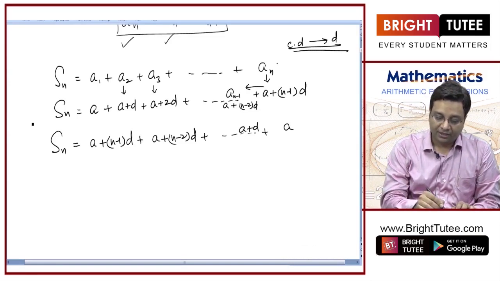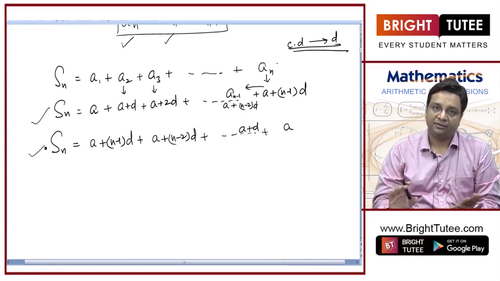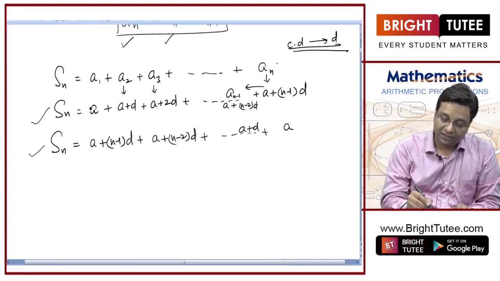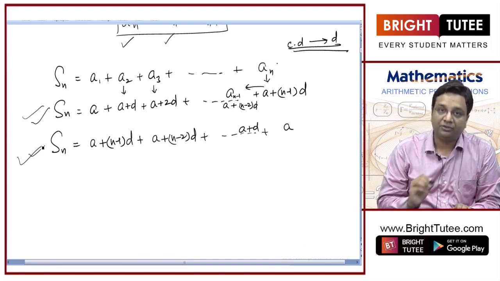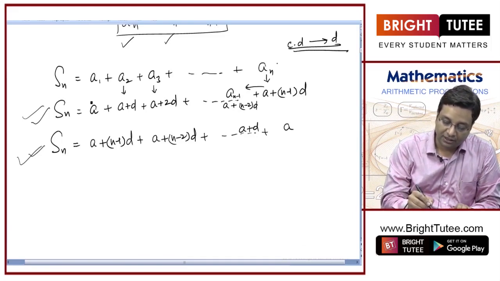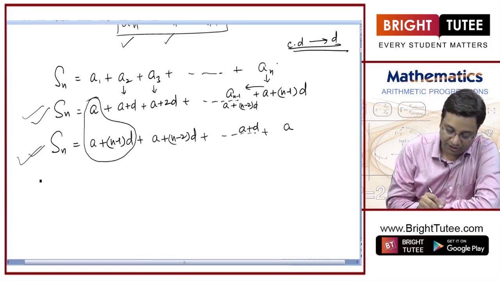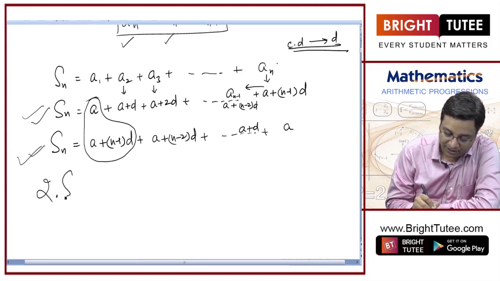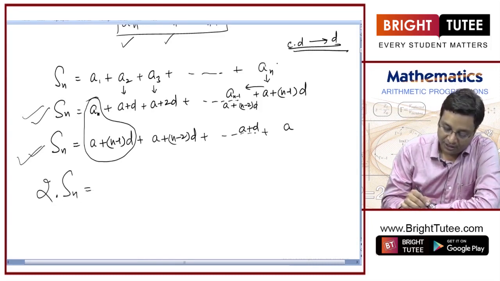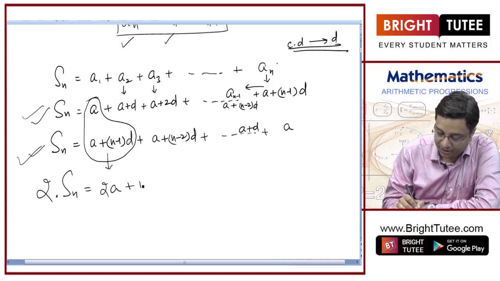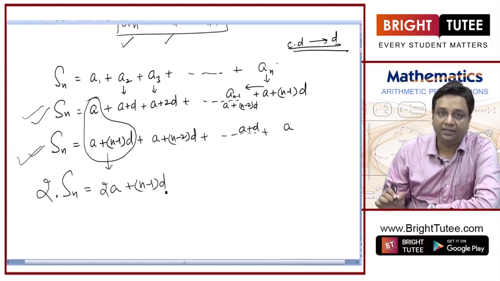So now this Sn and this Sn are the same thing, right? If I now add the first term of this expression with the first term of this expression, what will it give me? If I add these two equations, it will give me twice of Sn equal to, what is the sum of the first terms of both these expressions? 2a plus (n minus 1) into d.